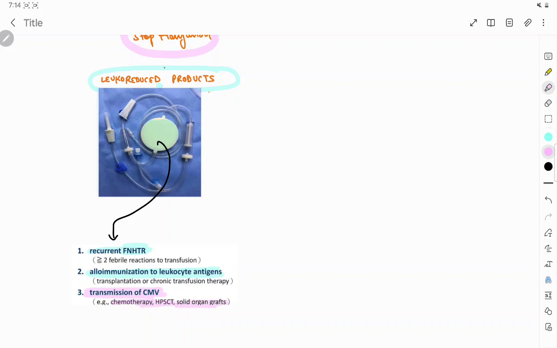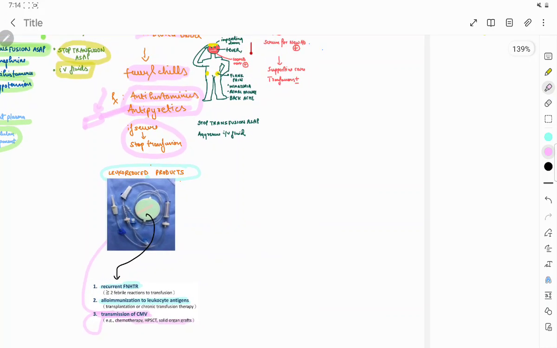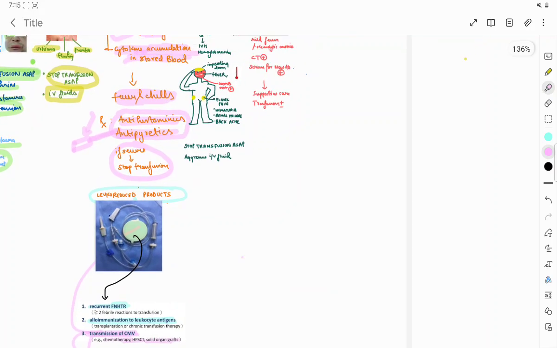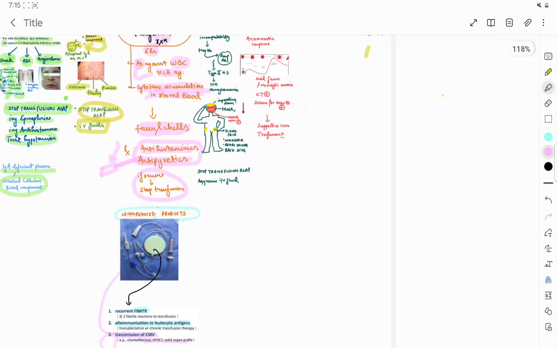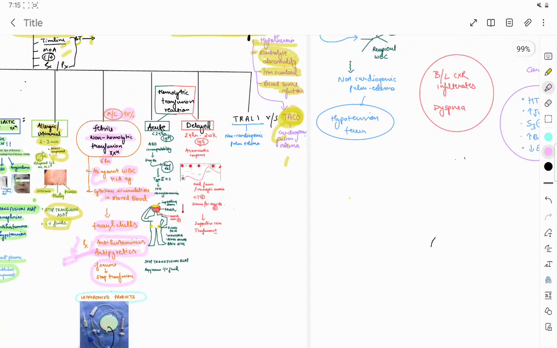Okay, this is important, that the patient is going to have decreased transmission of CMV because of the leukoreduced filter, but all the other infections, like bacterial, parasitic or other viral infections, cannot be reduced by the leukoreduced filter. Okay, that is an important point, but it is really helpful to reduce the febrile non-hemolytic transfusion reaction.